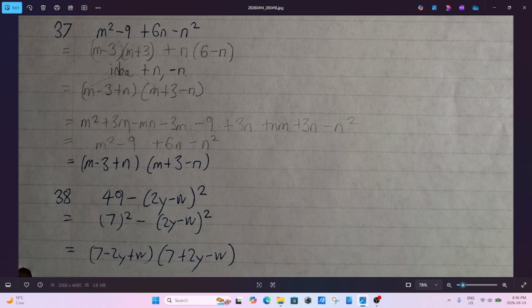47. m squared minus 9 is the difference of squares. 6n minus n squared, we can factor out an n. So we get (n minus 3)(n plus 3) plus n times (6 minus n).